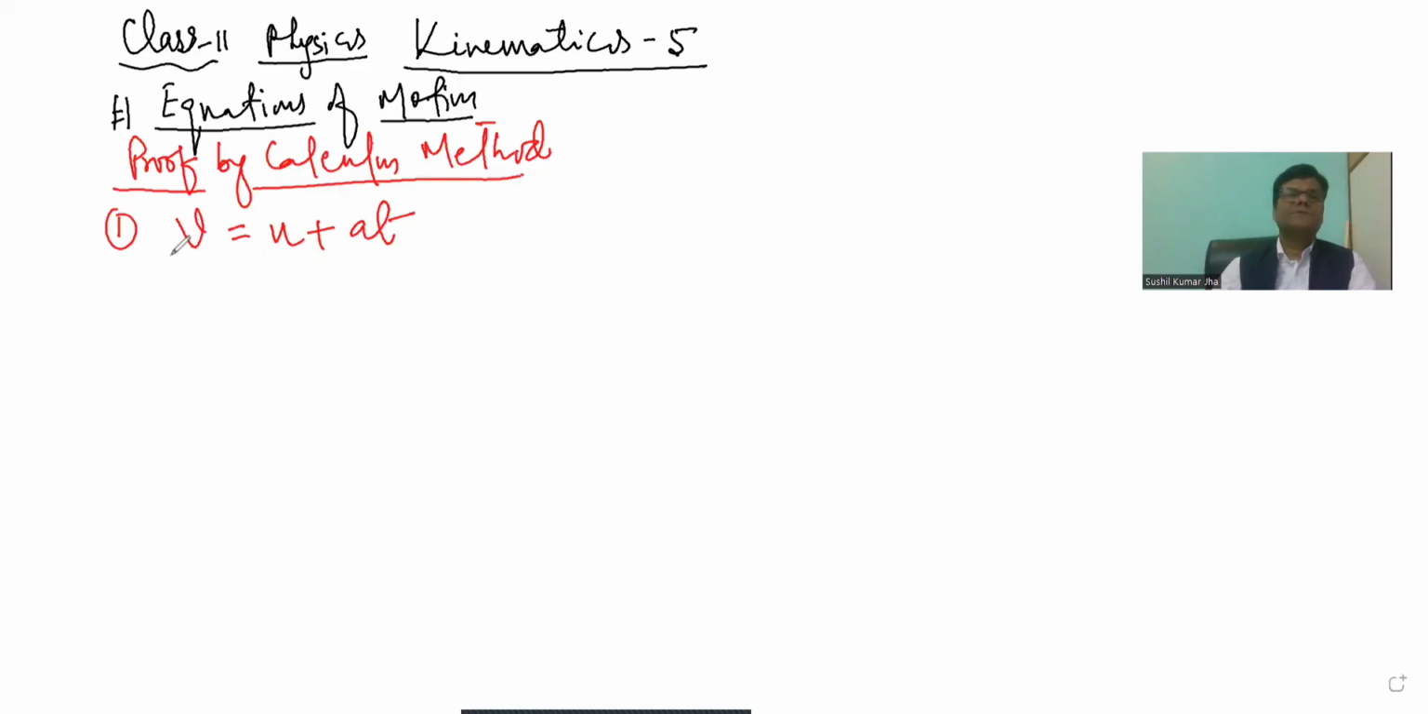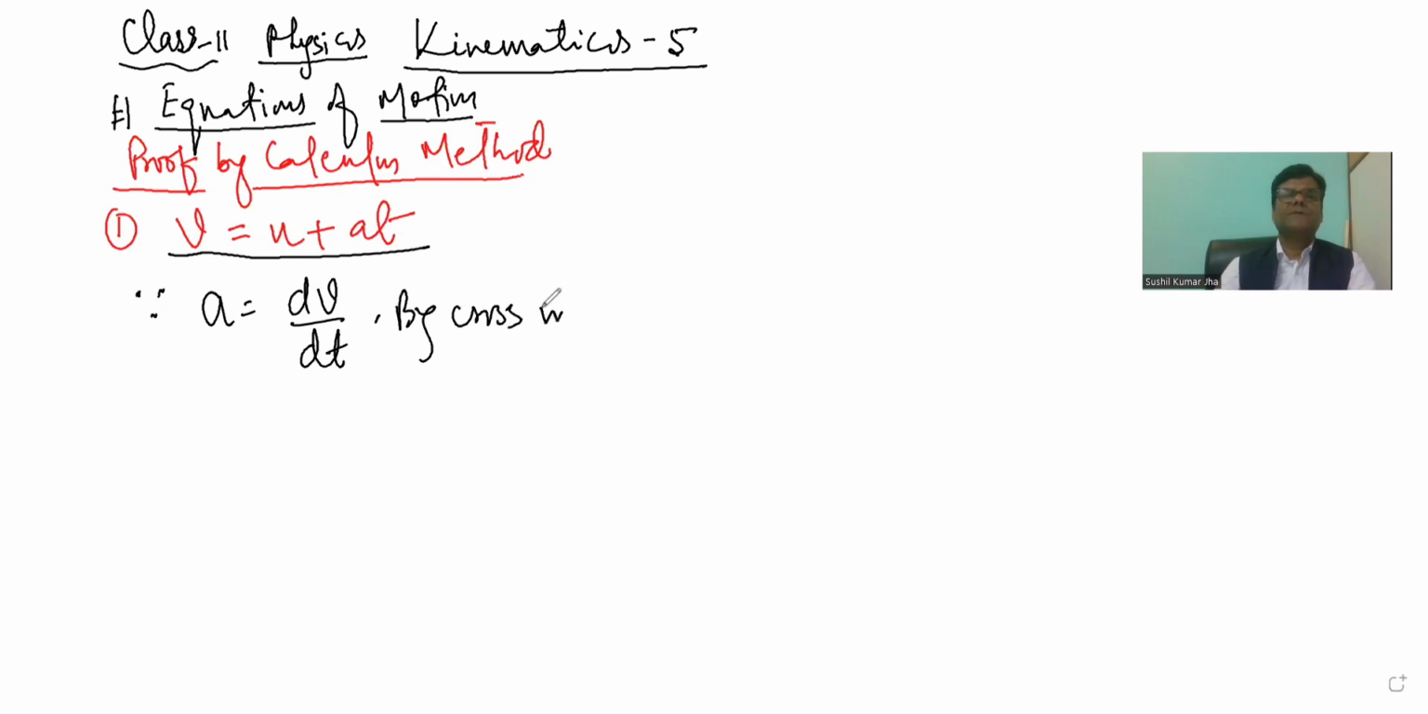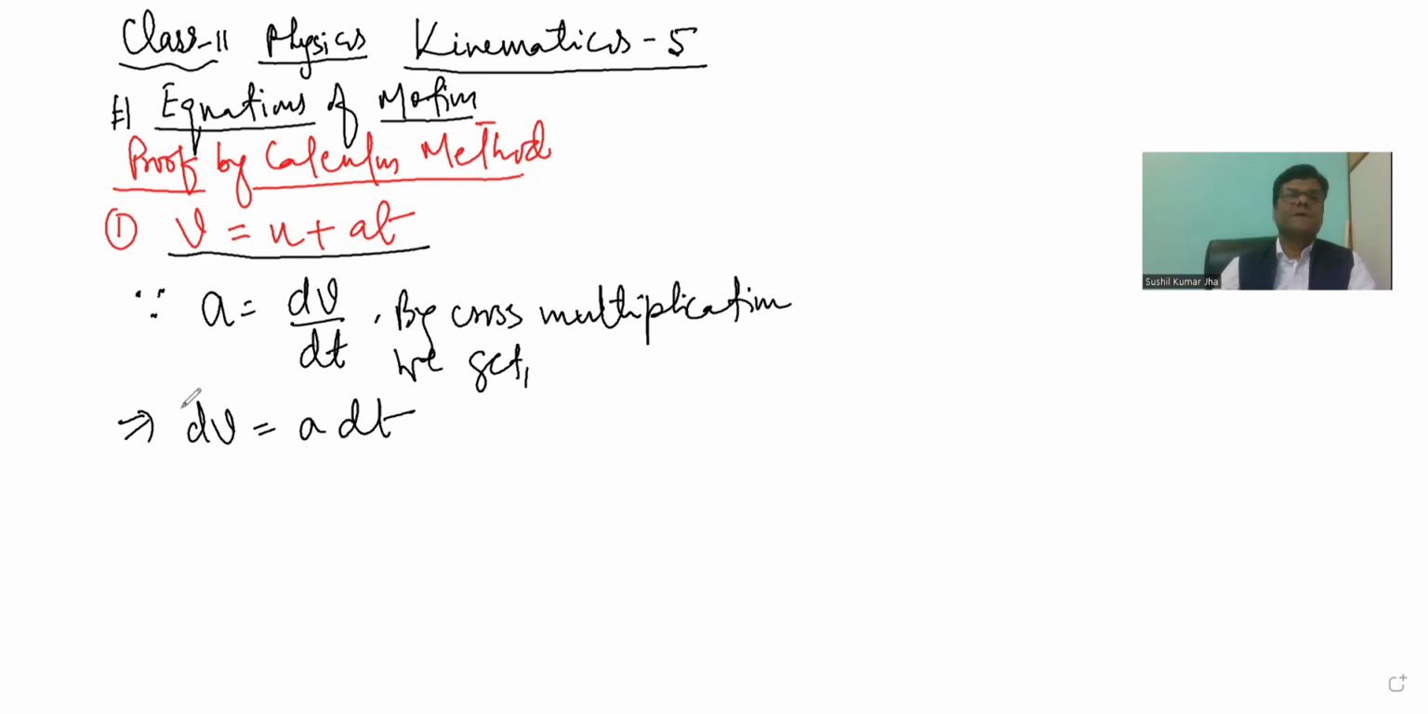First equation of motion, which is v is equal to u plus at. We started with the acceleration formula, which is a is dv upon dt, and then we do cross multiplication. By cross multiplication, we get dv is equal to a into dt. Now we integrate it.